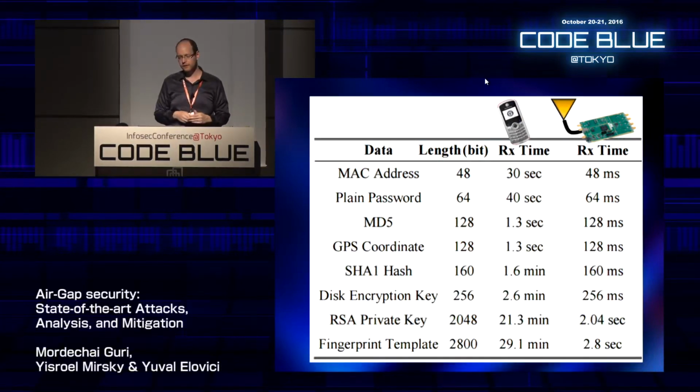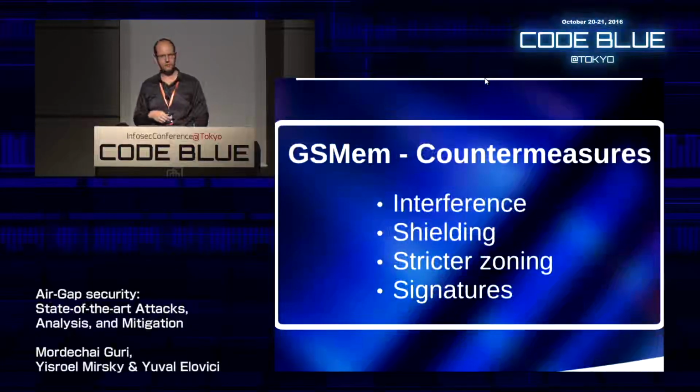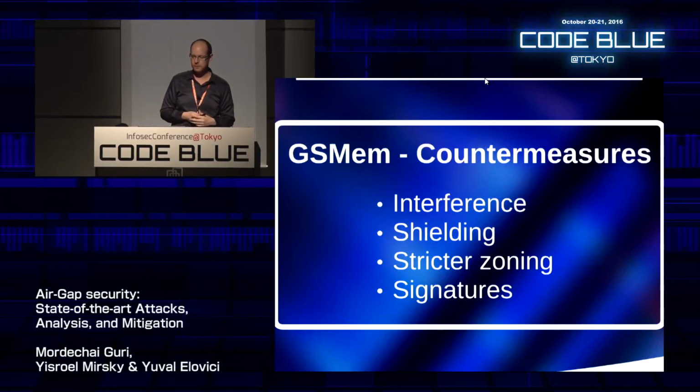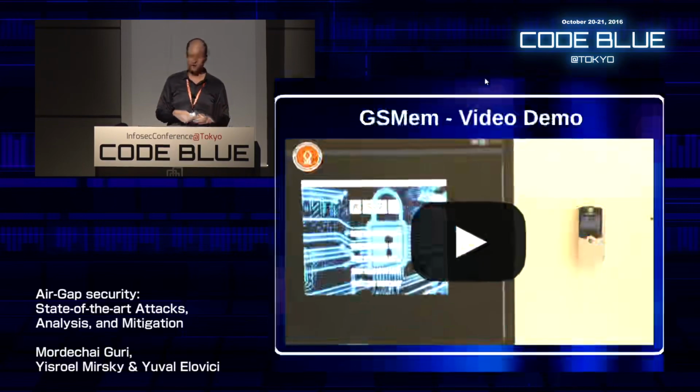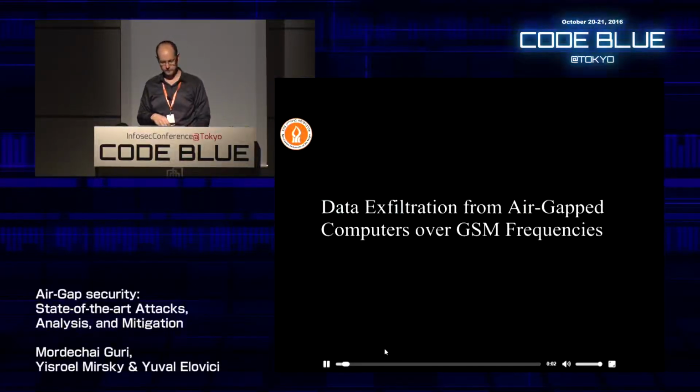In terms of data rates, with the old Motorola phone, we got approximately 1 bit per second. But with the software-defined radio device, we got about 1,000 bits per second. Countermeasures for GSM: you can use interference, shielding, and zoning policies. Don't allow any phones whatsoever into restricted areas, and look for particular signatures.